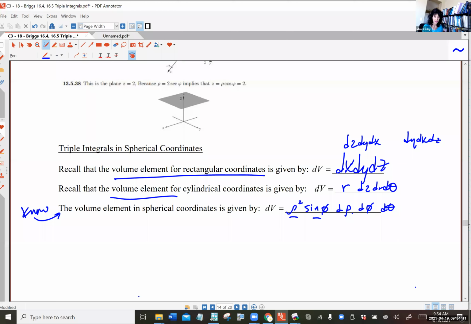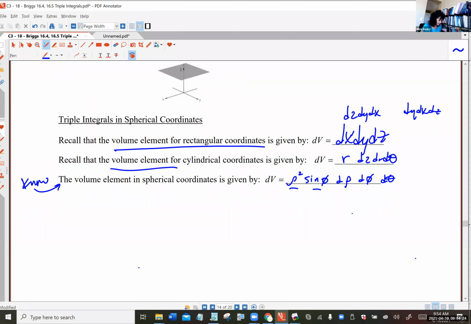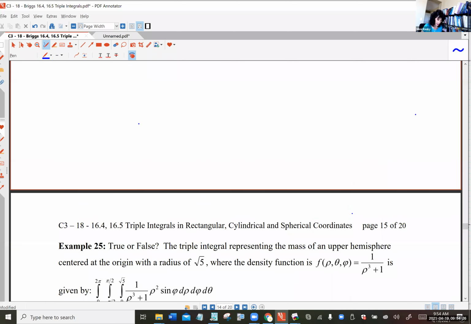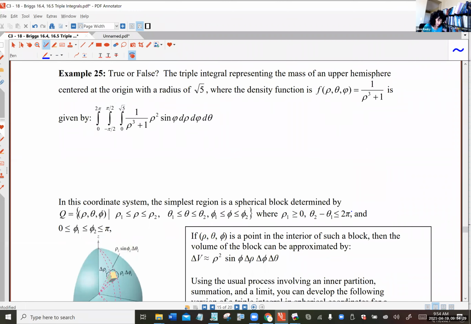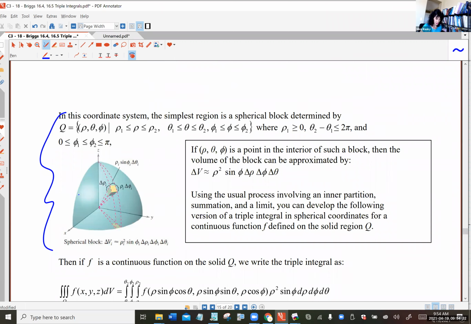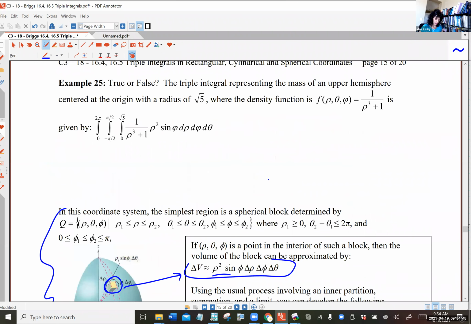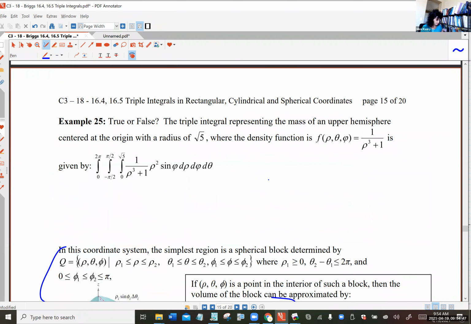Where did the rho squared and the sine phi come from? Well, it didn't come out of thin air. It came from the volume of one of these spherical blocks. I don't want to go through all of that because it would take some time, but basically, if I did the whole partitioning, the volume of that spherical block ends up having that rho squared sine phi in it. I know, weird. I'm not going to go over the whole proof for that. Go take a vector calculus class.